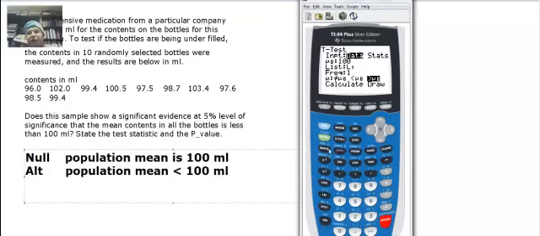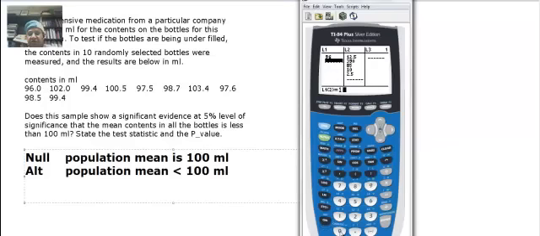And remember, how do we get to the columns? We go to stats, edit. And we'll put the data in L1. So let's get rid of everything that's in L1. We go there, we say clear. It's all out. So watch me very carefully enter these.